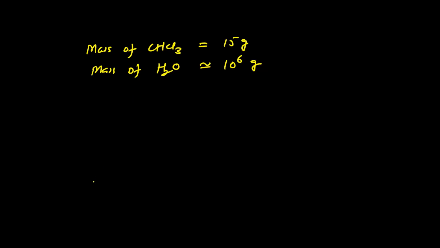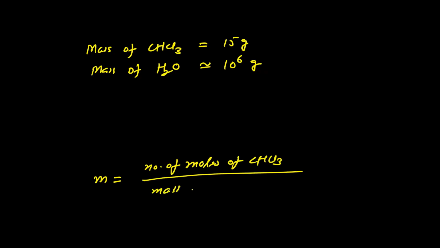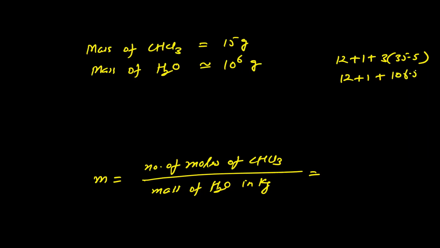So you will calculate the number of moles of this one and convert the mass to kilograms. So molality will be the number of moles of chloroform divided by the mass of solvent in kilograms. For that, obviously, you need the molar mass of CHCl3. Molar mass of CHCl3 will be 12 plus 1 plus 3 times 35.5. 3 times 35 is 105 and 1.5, 106.5. So it will be 119.5.